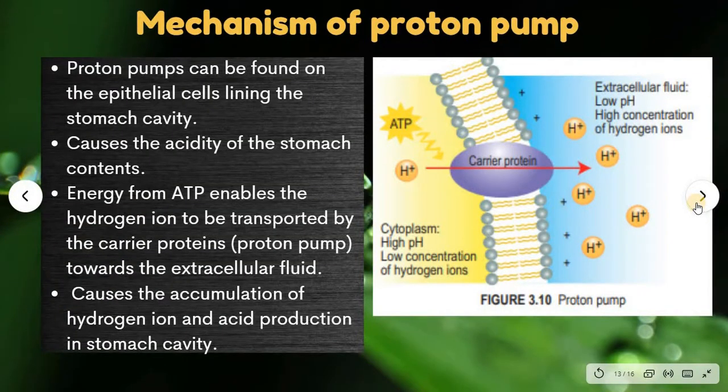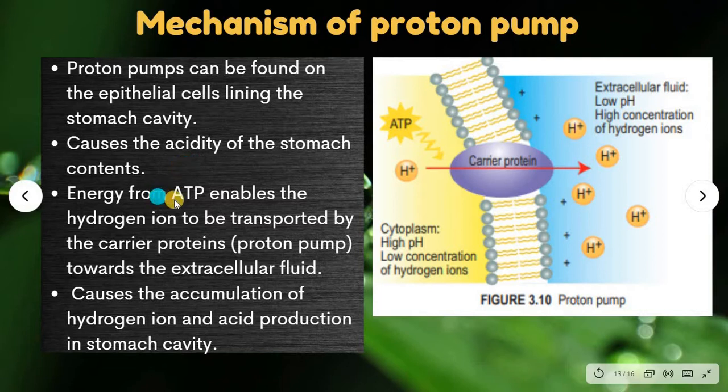And then we go to the mechanism of the proton pump, another pump or carrier protein involved in active transport. Proton pumps can be found on the epithelial cells lining the stomach cavity. They cause the acidity of the stomach content. It will cause our stomach to become acidic, at a pH of around 2.